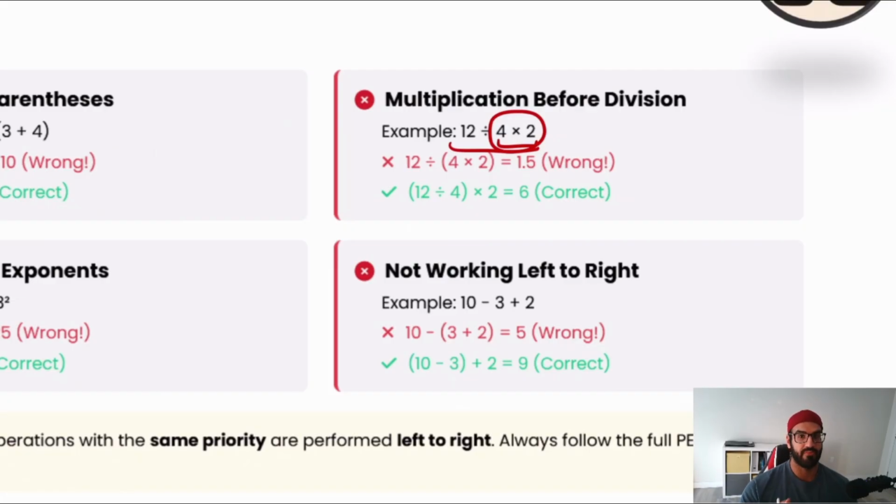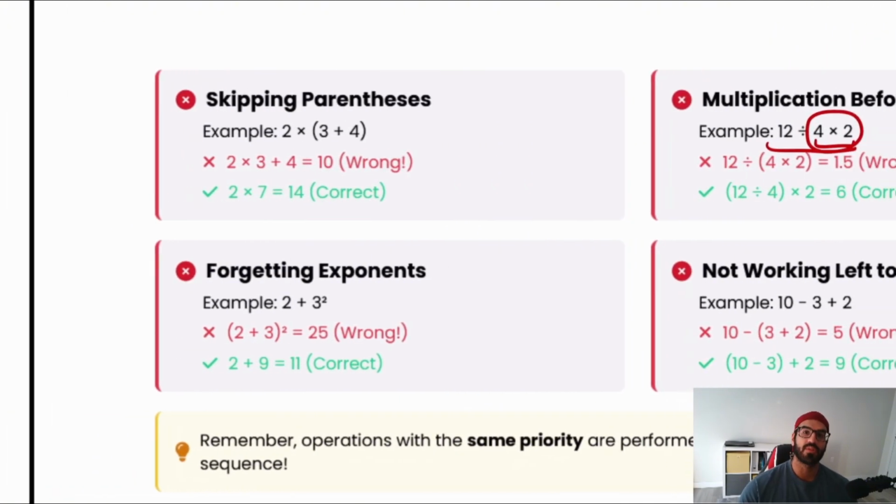We are going to move from left to right. It would be 12 divided by 4, which is 3, multiplied by 2, 6, which is the right answer. Let's look at another one. 2 plus 3 to the power 2.